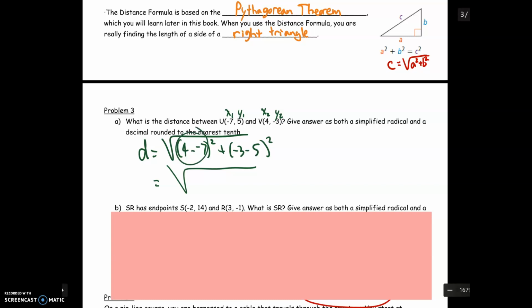So like I said, we want to be careful about integers. Subtracting a negative is like adding a positive. So 4 minus -7 is going to give us 11, still squaring that. -3 minus 5 is going to give us -8, and we're squaring that as well. And notice if I was to reverse the coordinates in my formula, I would have a -11 and a +8. But since I'm squaring both quantities, they're both going to come out as a positive for this next step either way. So again, it doesn't really matter about the order so much.